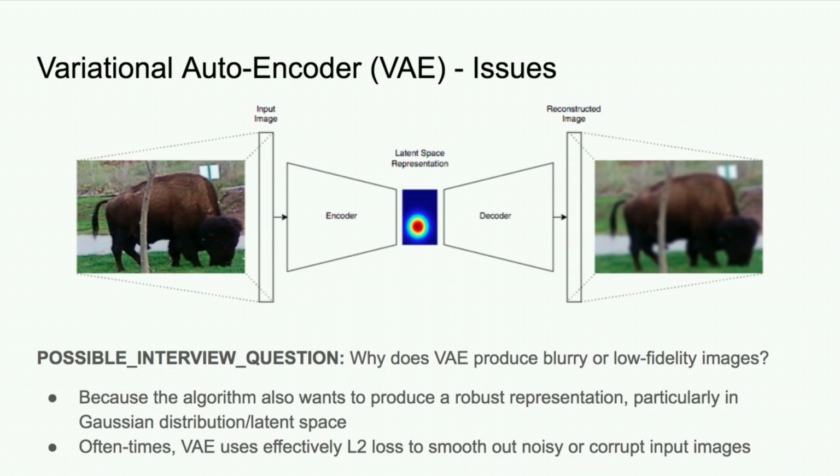VAE models, however, have a general issue for generating blurry or low fidelity images. This is because the algorithm also wants to produce a robust representation and enforces a Gaussian latent space. In addition, it often uses what is effectively an L2 smoothing loss.